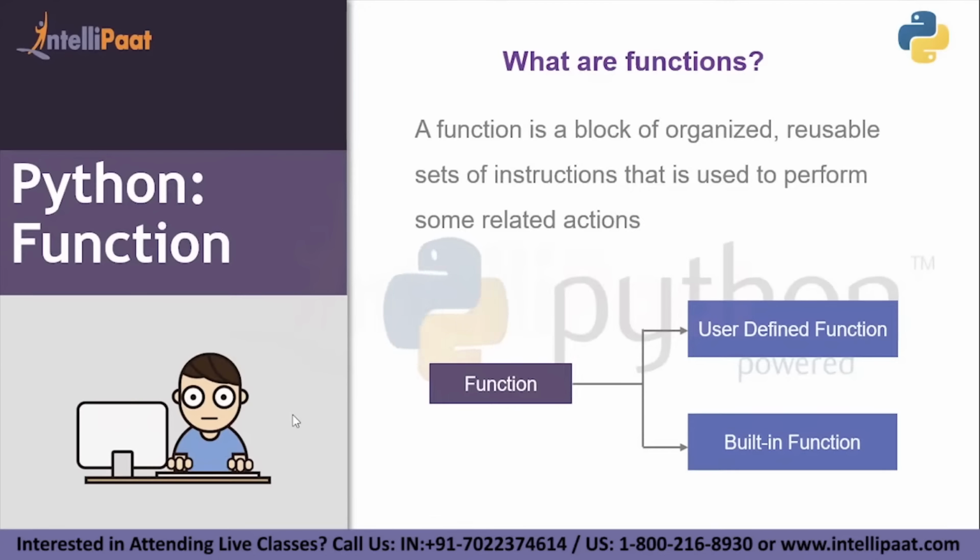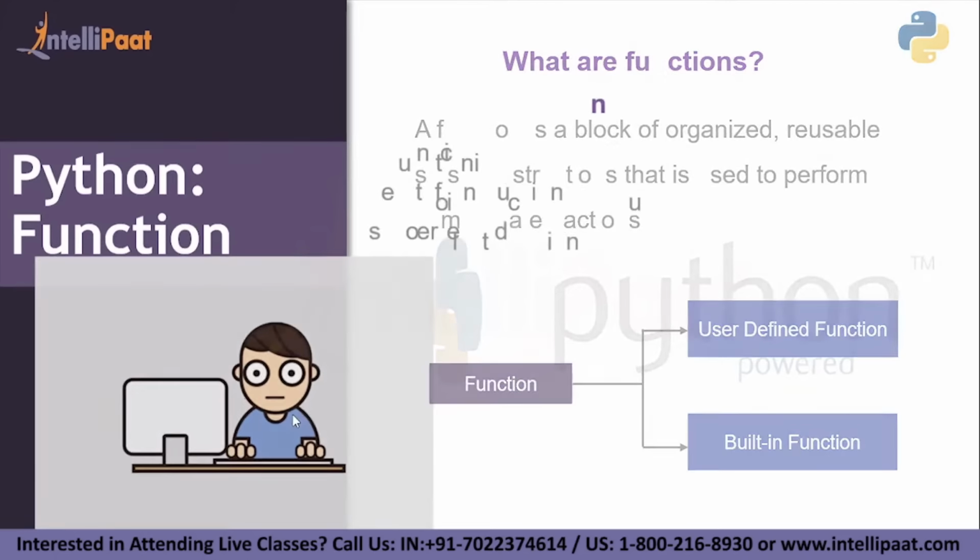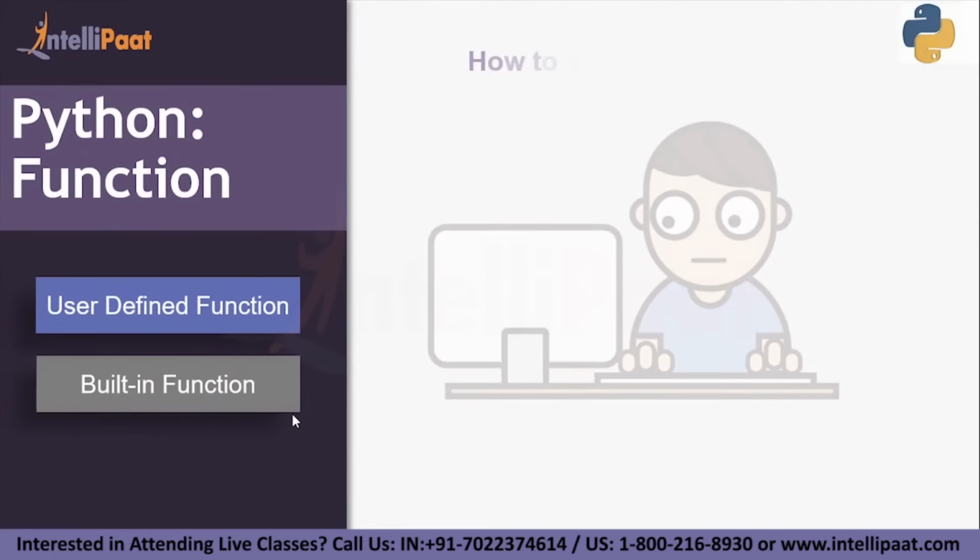So a function is a block where you write your code which you think you might use again at some point of time. Therefore, it allows the reusability of the code and thus minimizes the redundancy. In Python, there are basically two types of functions. The first one is user-defined and the second is built-in function. Let's see them one by one.